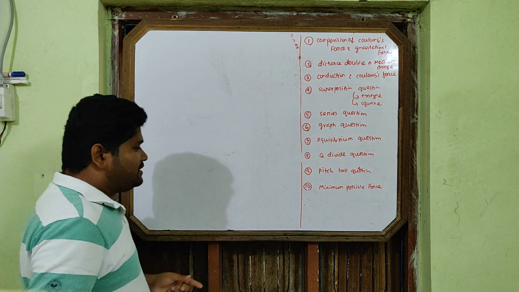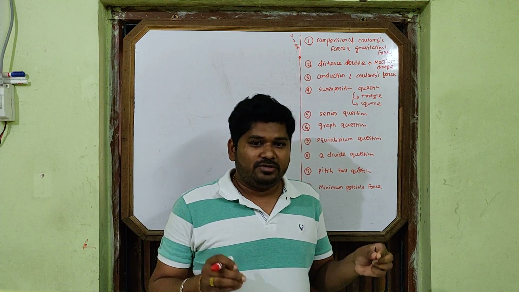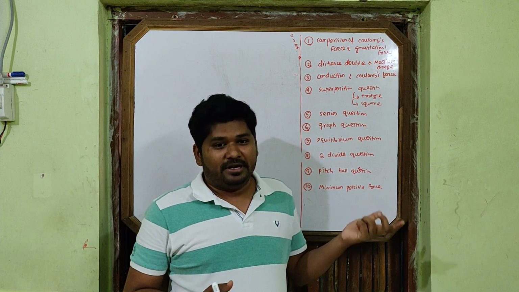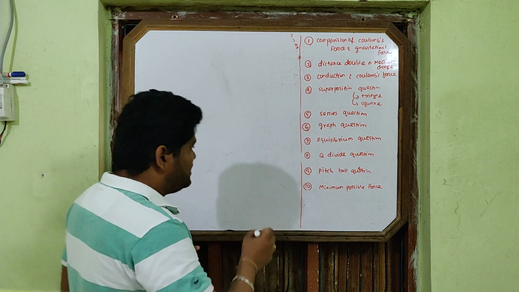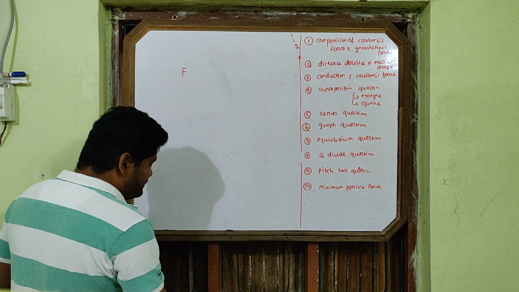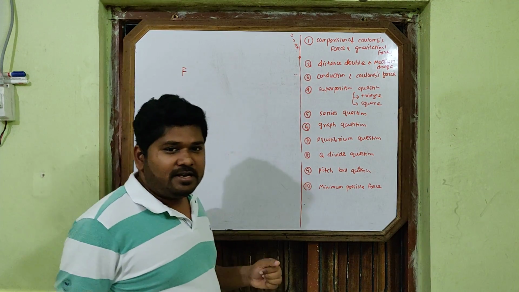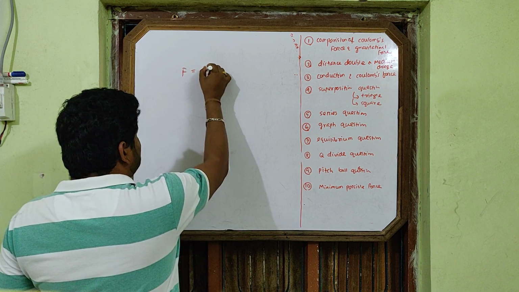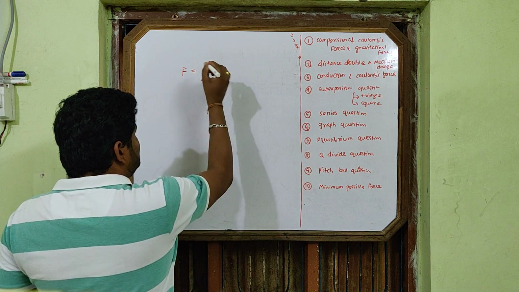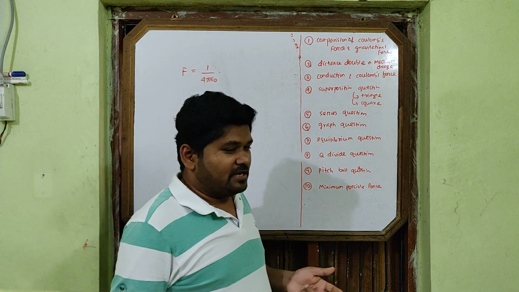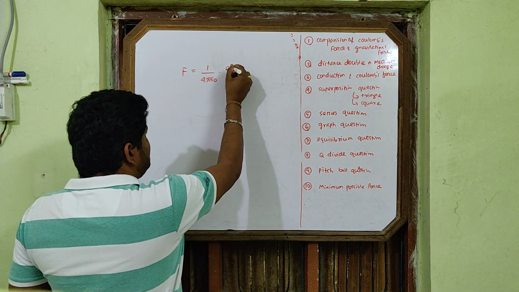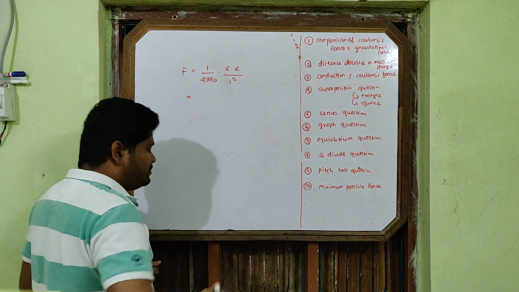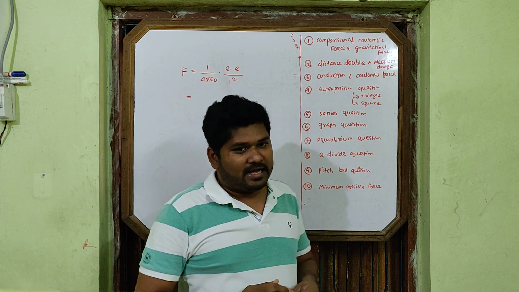Then come to the last question, minimum possible force. It is a very simple one. What is the minimum possible force between 2 charges separated by a distance of 1 meter? The force will be minimum only if the magnitude of charge is minimum. So 1 by 4 pi epsilon naught. What is the minimum magnitude of charge? The charge of 1 electron. So obviously e into e divided by 1 square, since the distance is 1 meter. Then you can put in the values and get the answer.